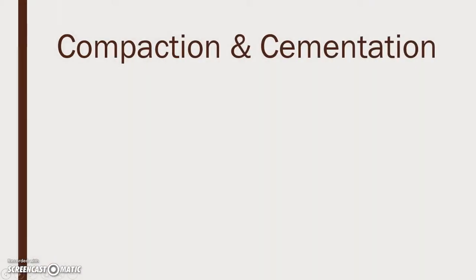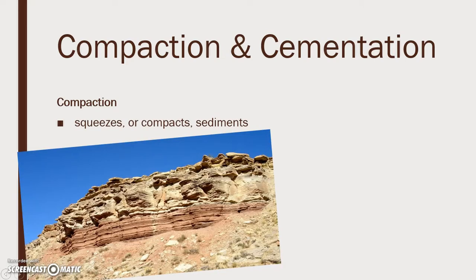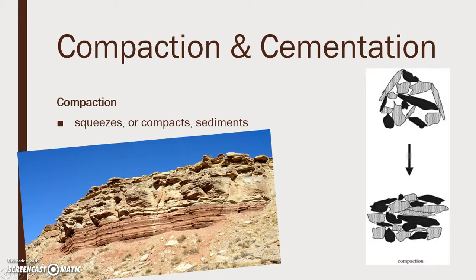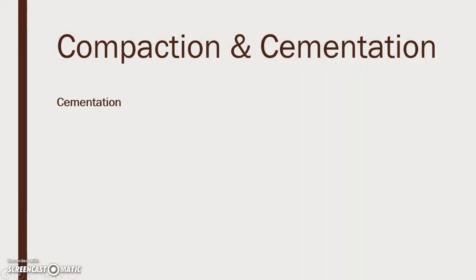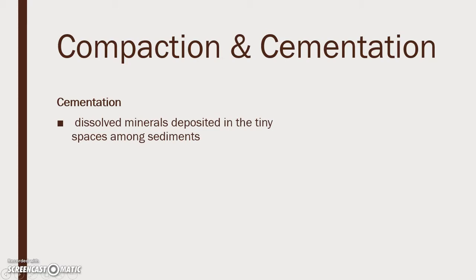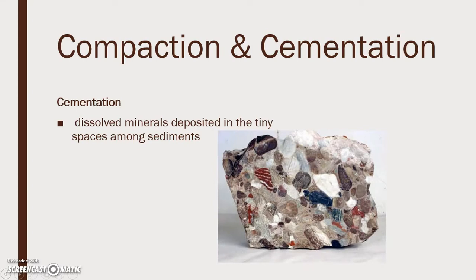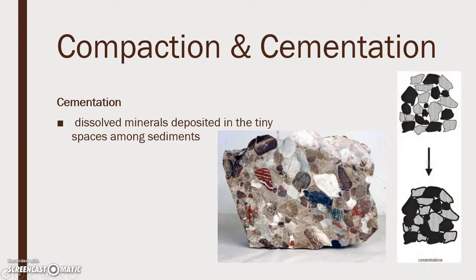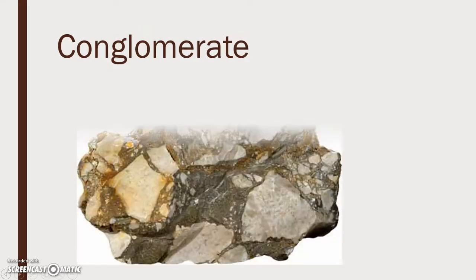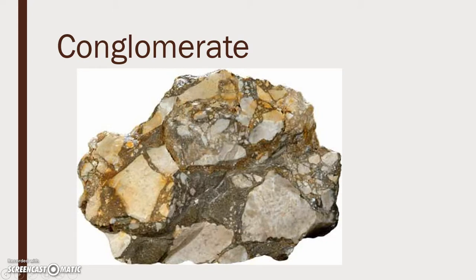Compaction and cementation is an important factor to get sedimentary rocks. Compaction is when you are squeezing or compacting sediments together. And then cementation is what happens when those pieces have been compacted, but there are still air spaces between them. So cementation is kind of like the glue that goes in between and holds everything together. So it fills in those spaces. Conglomerate is a great example of a sedimentary rock that has undergone cementation and compaction.